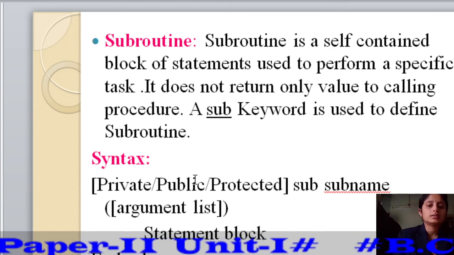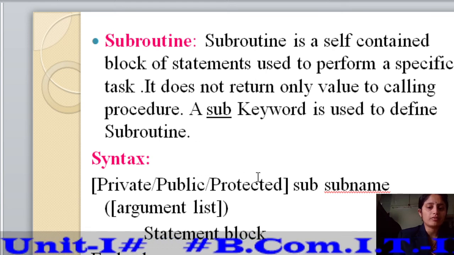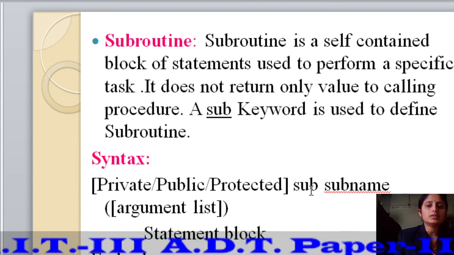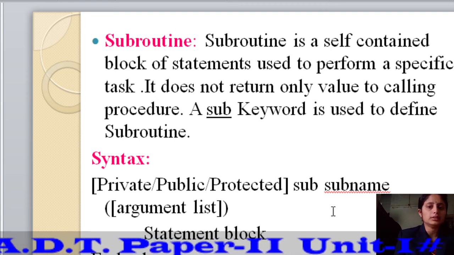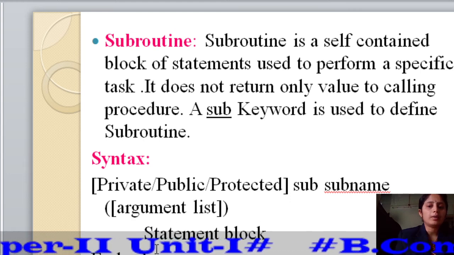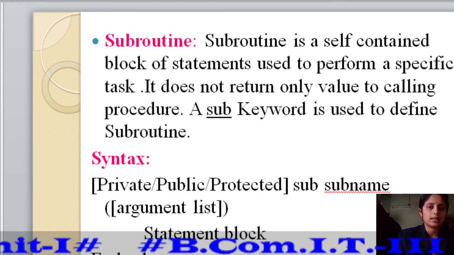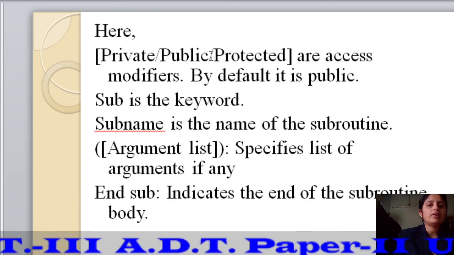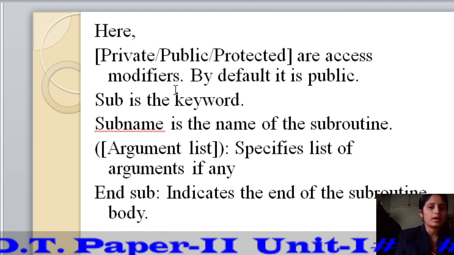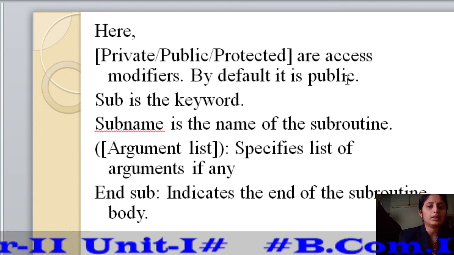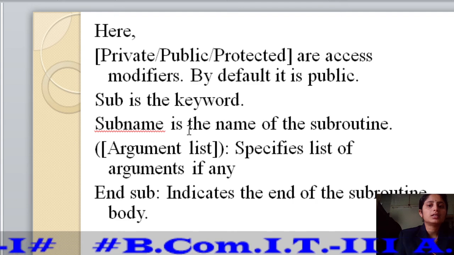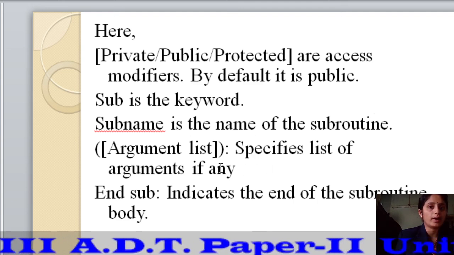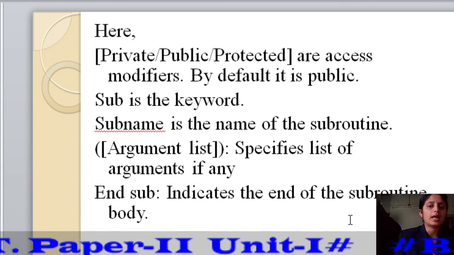The syntax starts with the access modifier and the Sub keyword and ends with End Sub. After the Sub keyword, there is the name of the subroutine. After that, there are the argument list and statement block in the syntax. Here, Private, Public, Protected are the access modifiers. By default, it is public. Sub is the keyword. SubName is the name of the subroutine. Argument list specifies the list of arguments, if any. End Sub indicates the end of the subroutine body.